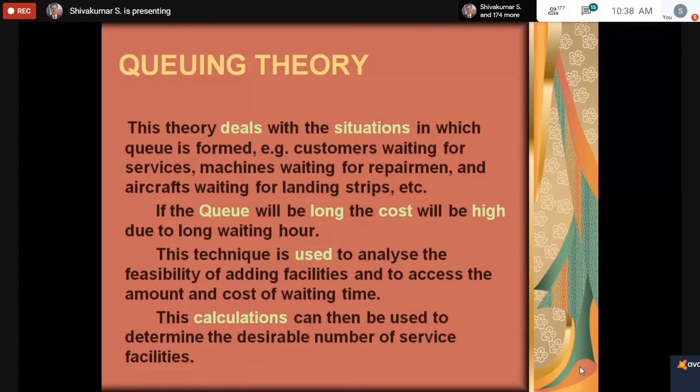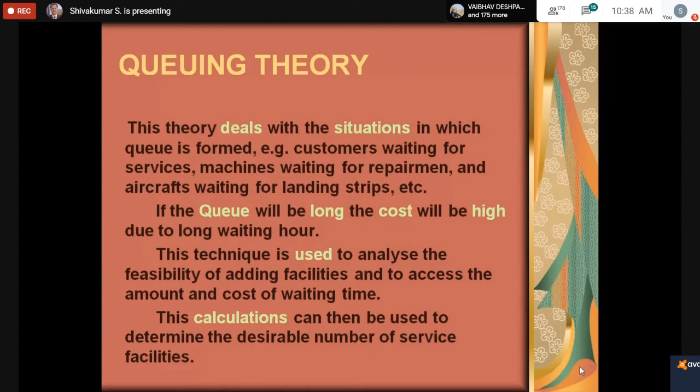I experienced this during payment of fees in Karnataka Bank, where there was only a single server with a single window, and 100 students were standing outside to pay the fees. Of course, nowadays it's online, but I'm still talking about this. So queuing theory is about customers waiting for services, machines waiting for repair, waiting for landing strips, etc. If the queue is long, the cost will be high due to the long waiting. The cost and the queues are always associated. I'll deal with these things in detail while solving problems in queuing theory.